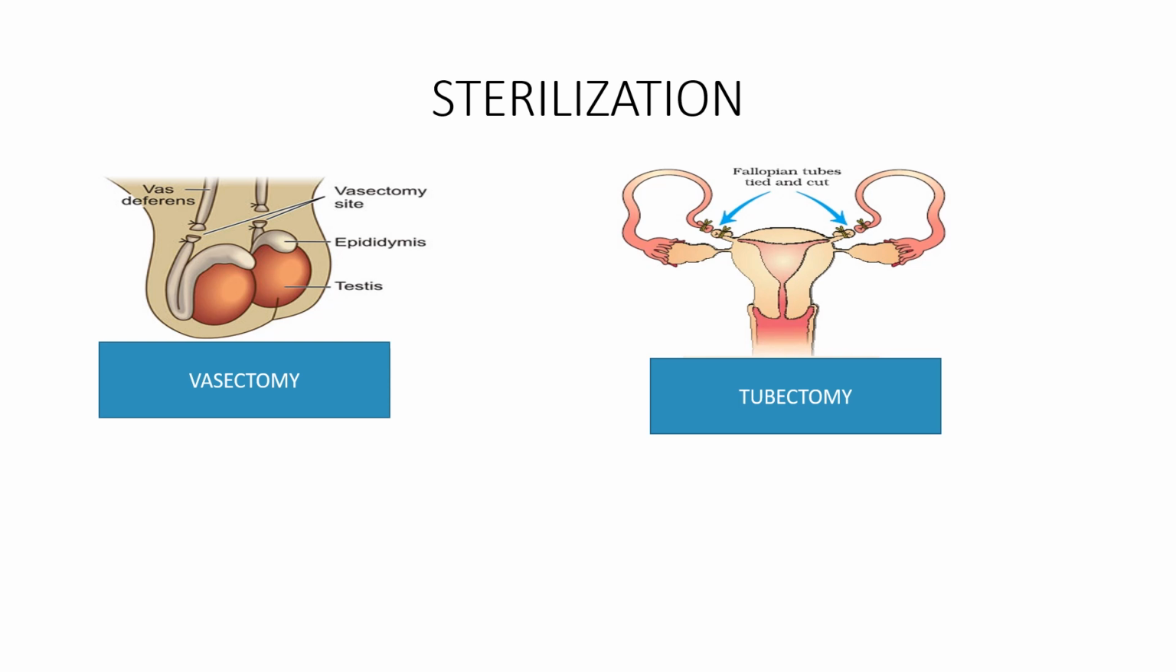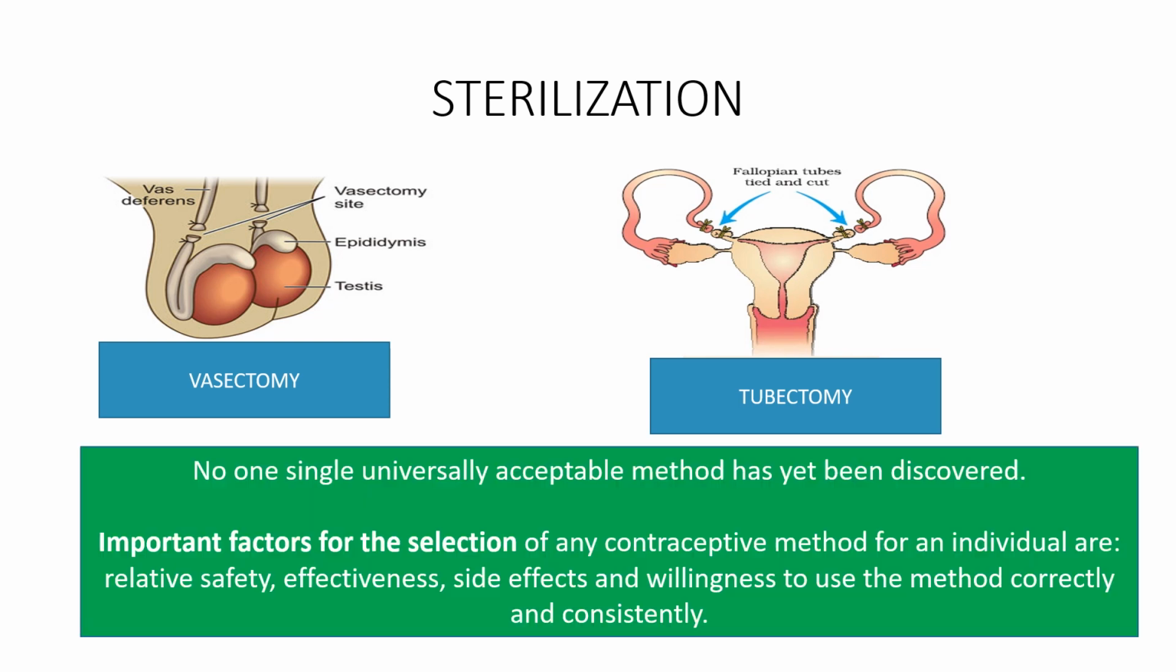Now come to the permanent sterilization methods, vasectomy or tubectomy. One important point here is that even after doing vasectomy, sperm can reside within the system for 64 days. So even after vasectomy, for 3 months one should take other or additional contraceptive measures in order to prevent unwanted pregnancy.